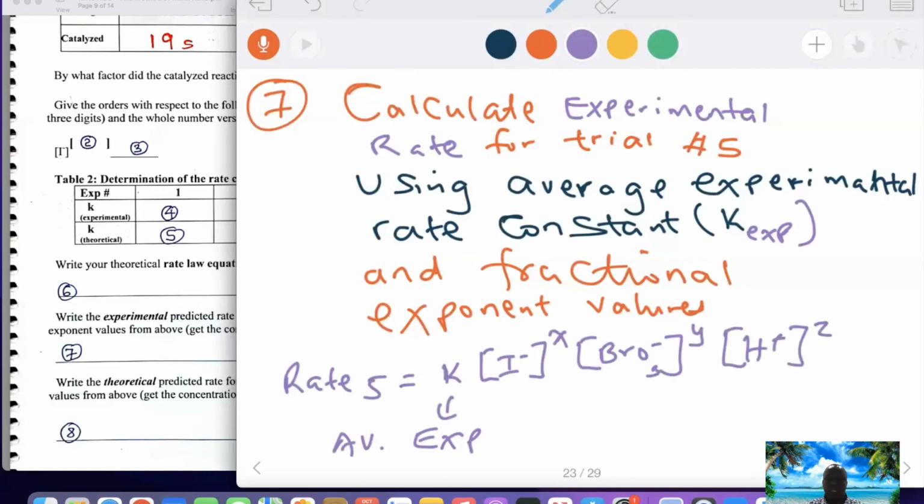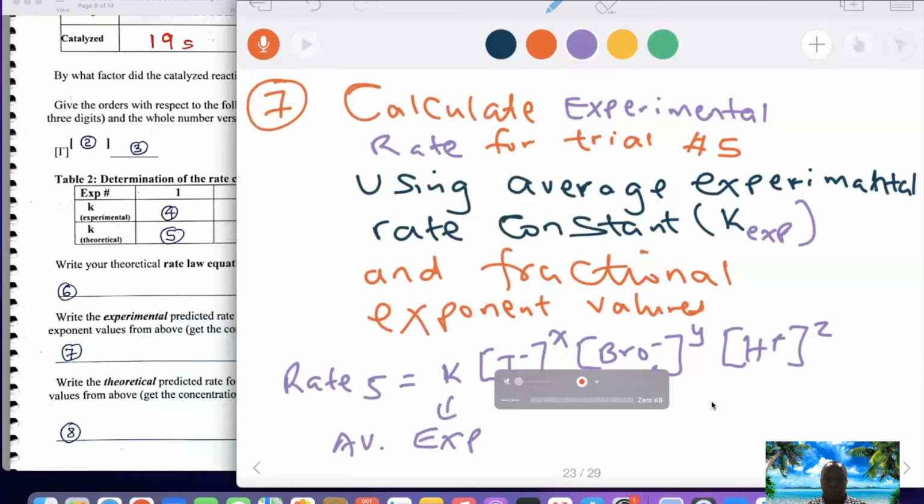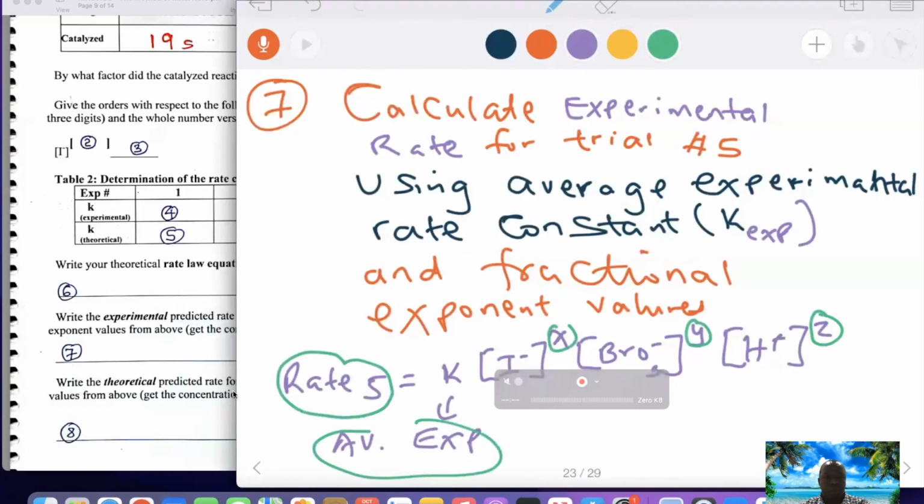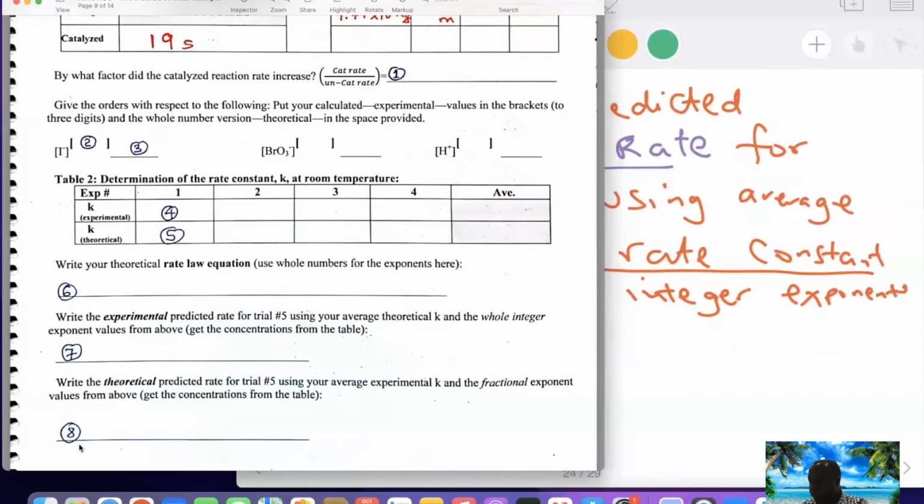So everything is experimental. This is the predicted rate of reaction 5 right here, using the experimental average and using experimental reaction orders. So here you'll have to use trial 5. For the theoretical, it's the same. This is for 7. For 8, let's look at 8.